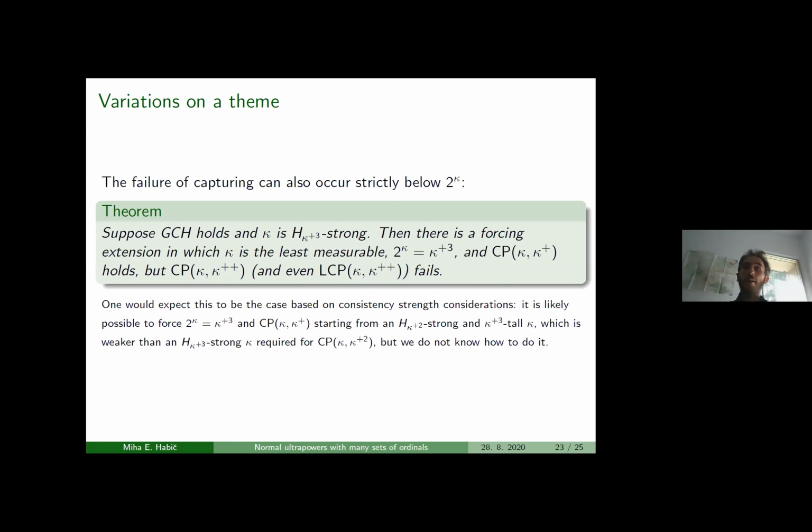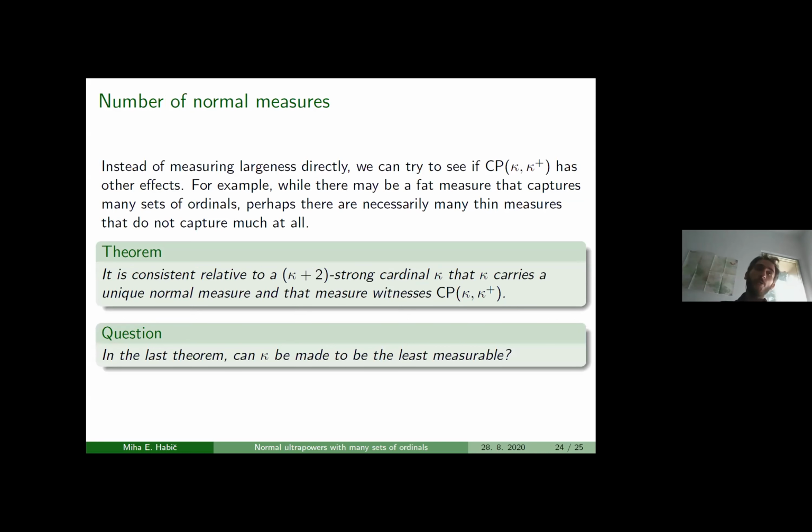All right. For my last slide, I want to give a slightly different perspective on how you might think about the capturing property, which was kind of surprising to me, honestly. So instead of measuring largeness directly, right? Remember, the main question was, does capturing at kappa plus imply the largeness of kappa in V, right? And it didn't, using the conventional measure.